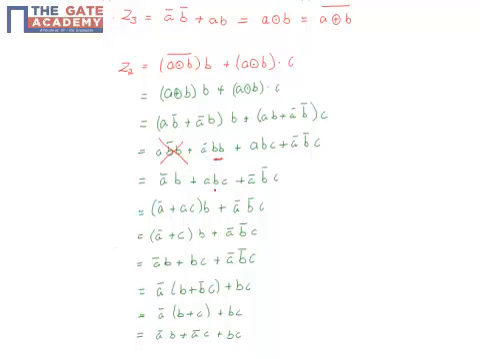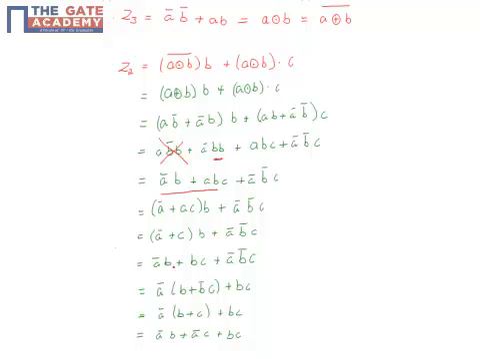Now from the first two terms, we take B as common. So we get (A bar plus AC) times B. Now using the law of absorption, this part reduces to (A bar plus C) times B, plus A bar B bar C, which is continued from the earlier part. Now again opening the brackets, we get A bar B plus BC plus A bar B bar C.